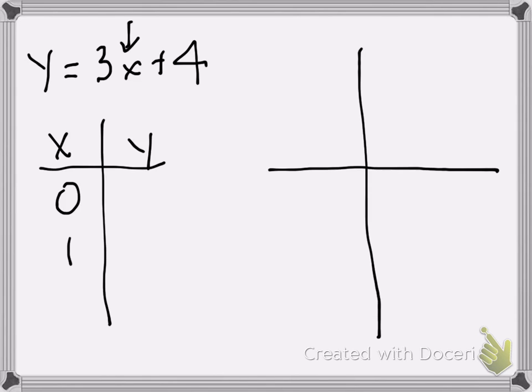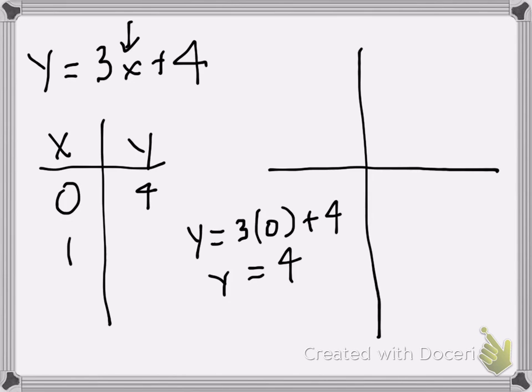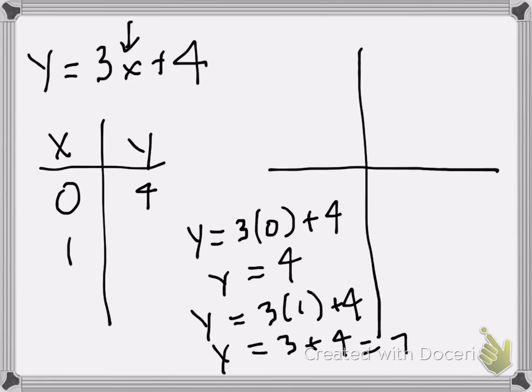Okay, so if I do that, I'll start with the 0. I'll get y is equal to 3 times 0 plus 4. Working that out, I'll get y is equal to 4. And so 0, 4 is going to be a point that I'm going to use to graph this line. Next, I'll plug in the 1. So I'll have y equals 3 times 1 plus 4, which is 3 plus 4, or 7. So 1 and 7 will be a point on my graph.